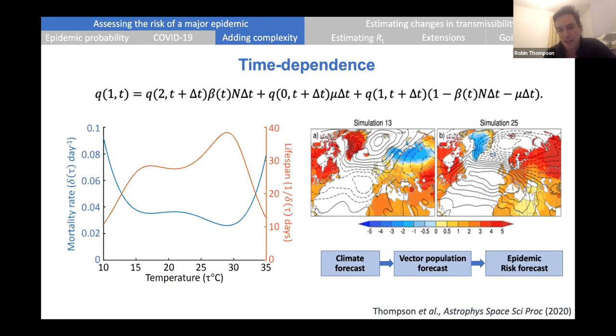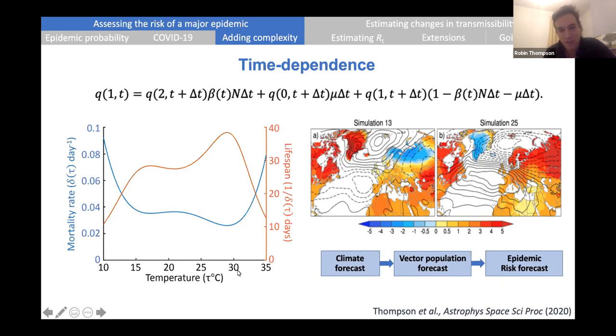You use that to estimate how vector populations are likely to change going forwards. And then obviously if vector populations increase, that means that there's a higher epidemic risk for host vector pathogens. And if vector populations decrease, then there's a lower epidemic risk for host vector pathogens. And so as soon as you understand the changes in the vector populations, you can then look at changes in the epidemic risk using branching processes.